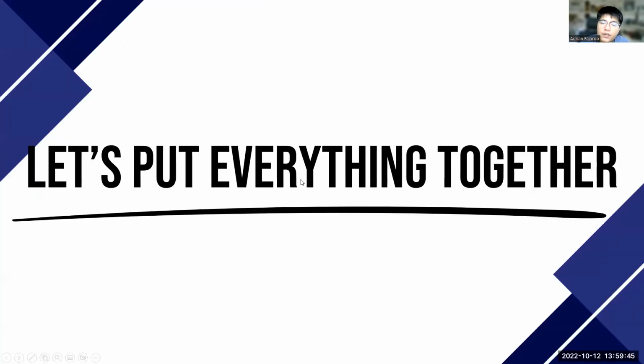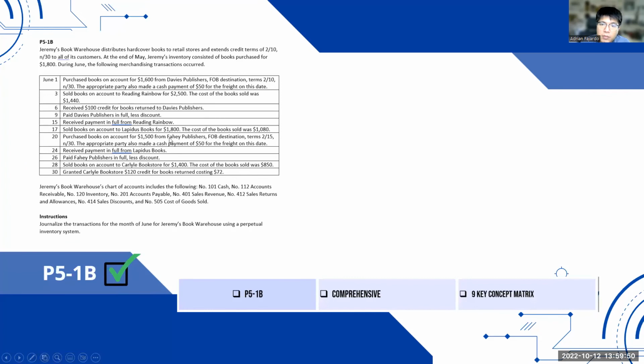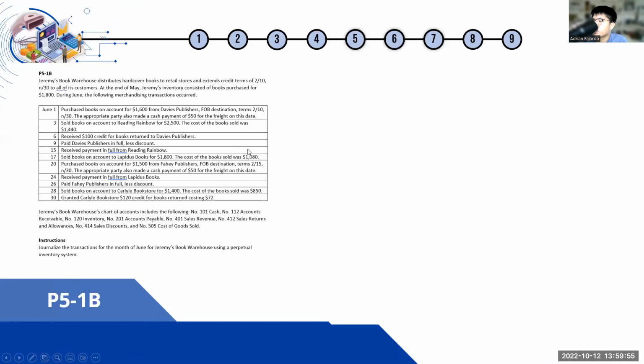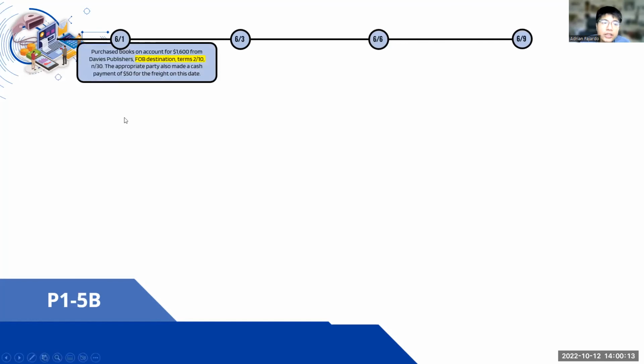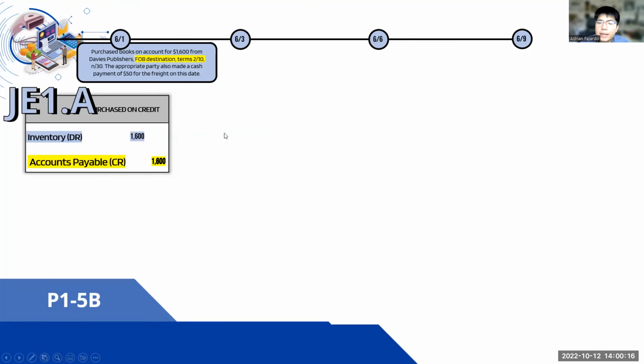So finally, for our last exercises, let's put everything together in this comprehensive problem under Jeremy's Book Warehouse, right? So under Jeremy's Book Warehouse, they actually touch upon a lot of the concepts already. So let's take it day per day rather than concept per concept, right? So on June 1, basically they purchase books, right? And under perpetual, this is just gonna be debit inventory, credit accounts payable 1,600.